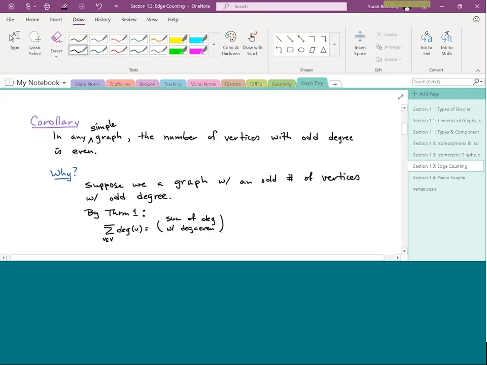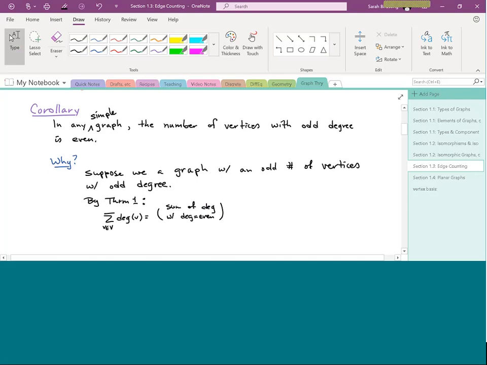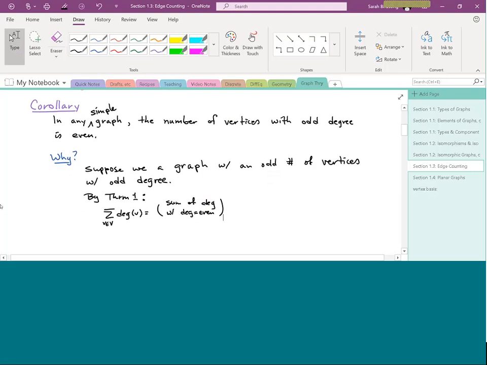Okay? Now, if your degree is even and you add up a bunch of different even numbers, maybe they're all the same even number, maybe it's a bunch of different even numbers, this sum is going to be what? An even number or an odd number? What do you guys think? You add up a bunch of even numbers, the final sum should be what? Even or odd? Yeah, it should actually be even.